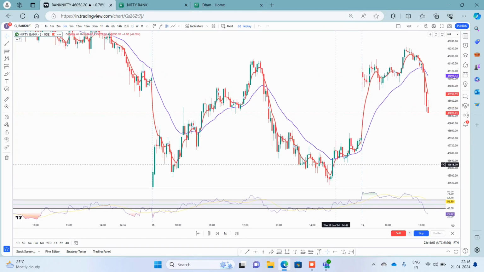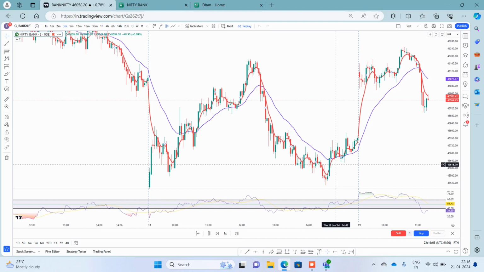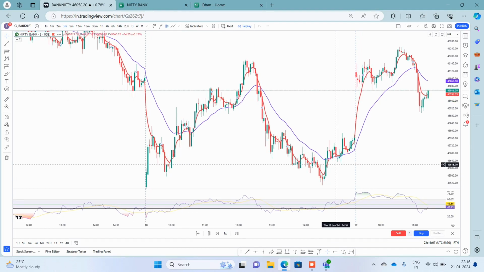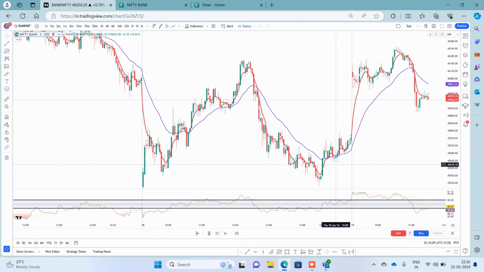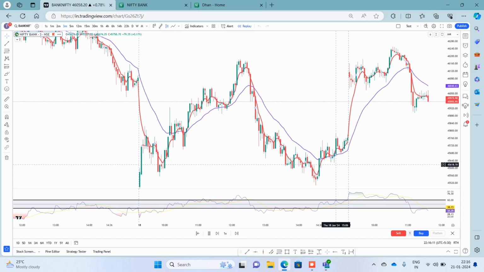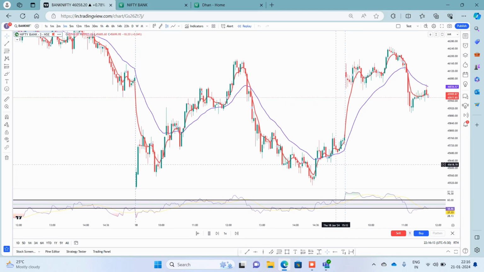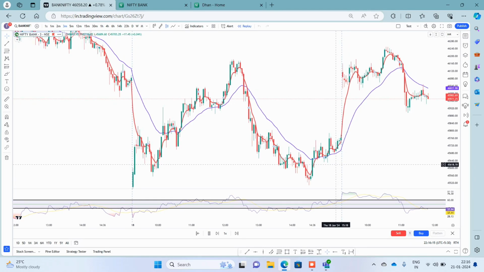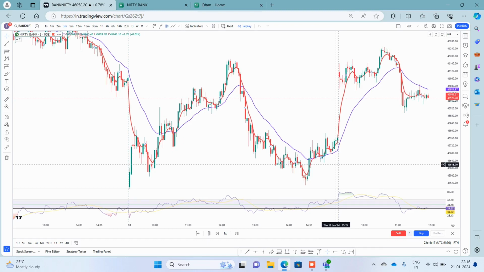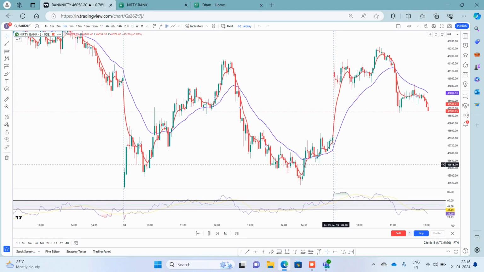Today we'll be looking into a simple strategy. I named it the 525 strategy, which is a scalping strategy. It is not only a scalping strategy, you will get scalping trades. Along with scalping trades, you will also get very big trades within intraday using this strategy.